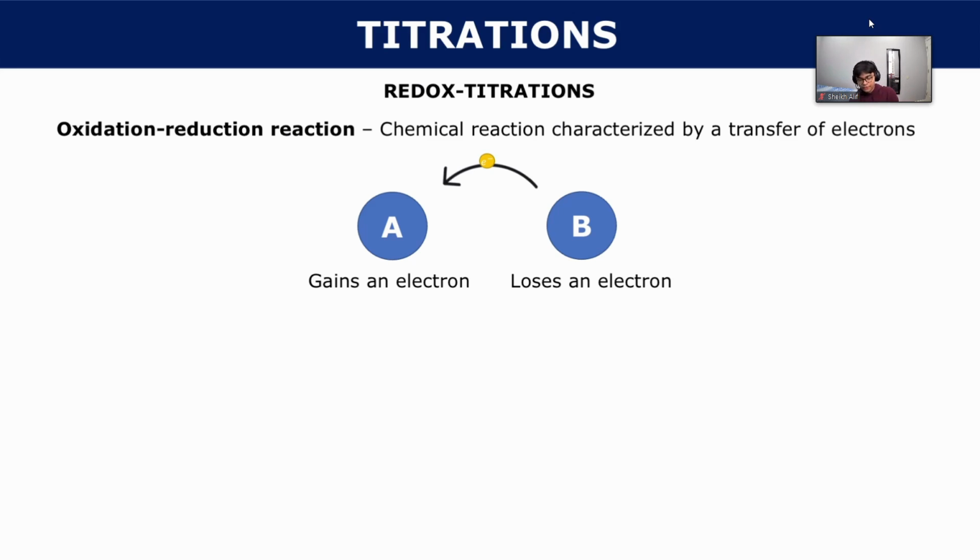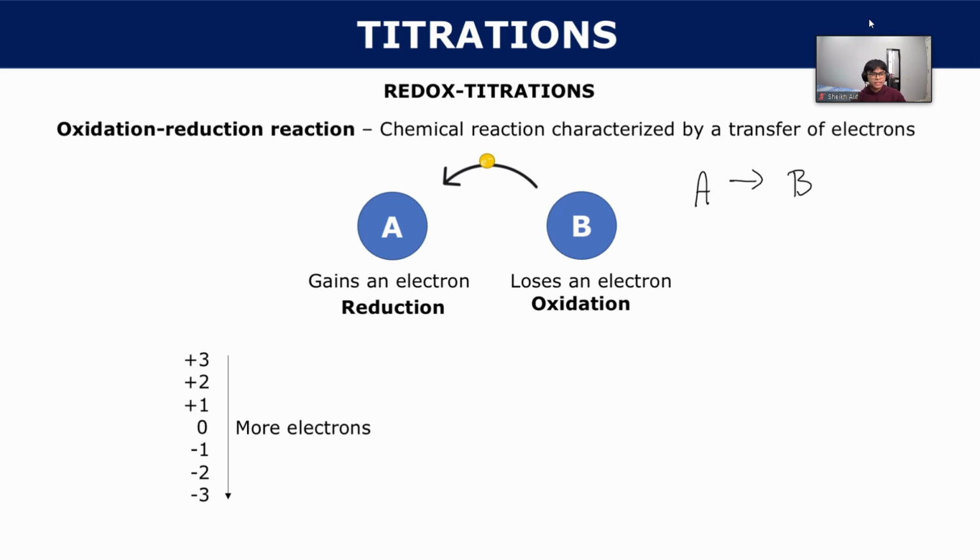So let's say we have the chemical equation of A to B. If there's a transfer of electrons, if B loses an electron and then A gains an electron, that's when we have a redox reaction. And so we say that the species that has lost an electron is undergoing oxidation, and the one that gains an electron is undergoing reduction.